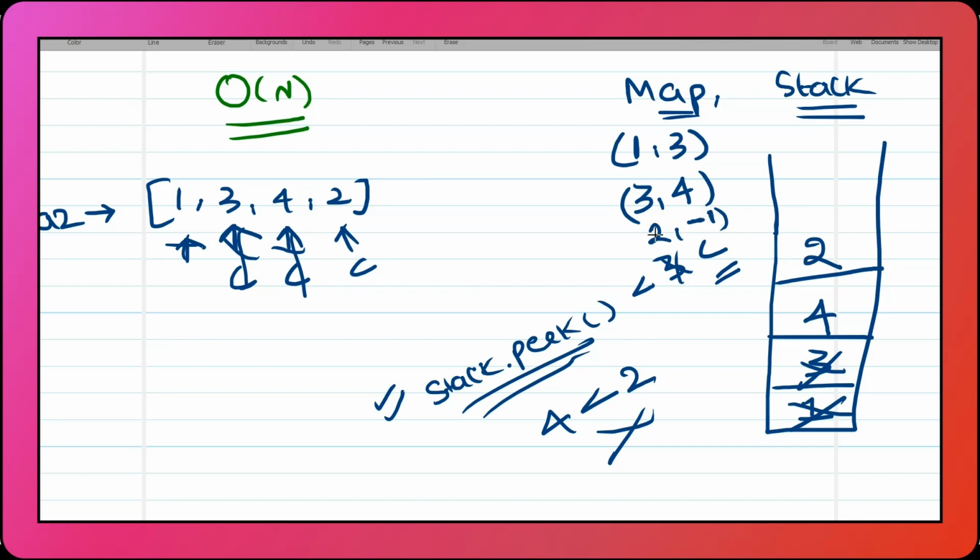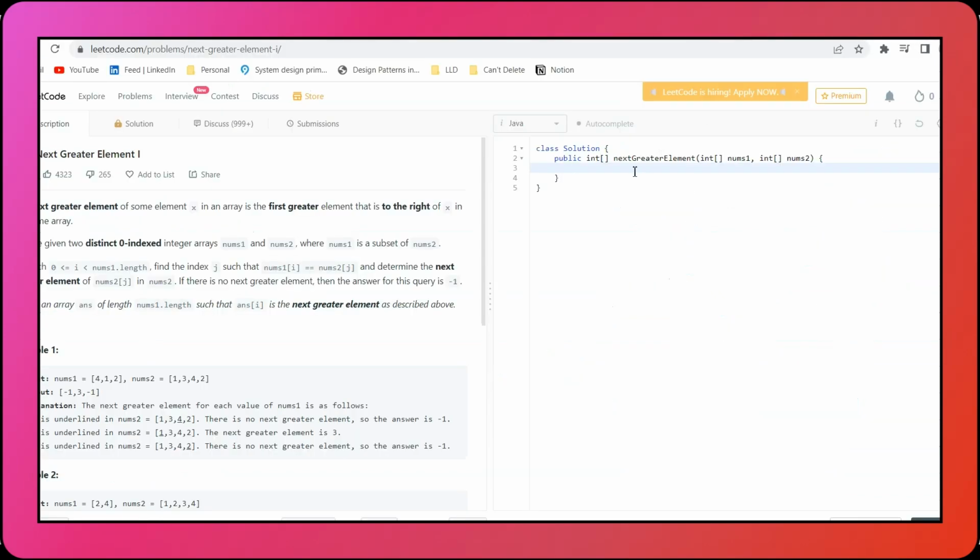2 it is going to be -1. For 4 it is going to be -1, because there are no next greater elements for these. So this is how we are going to solve this problem. Before we go to the code, what are the time and space complexities? The time complexity is going to be O(n), and the space complexity is going to be O(n) because we are going to maintain the hash map and stack. Let's go and see how we can solve this problem.